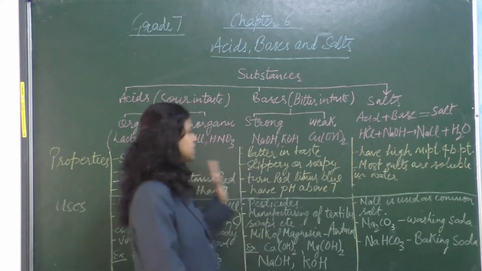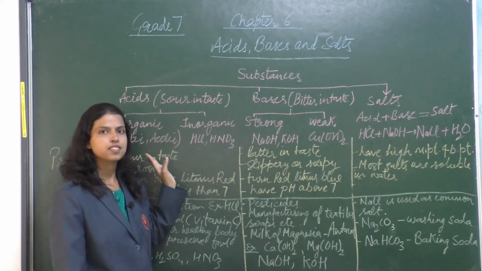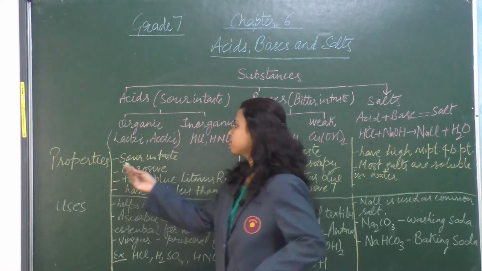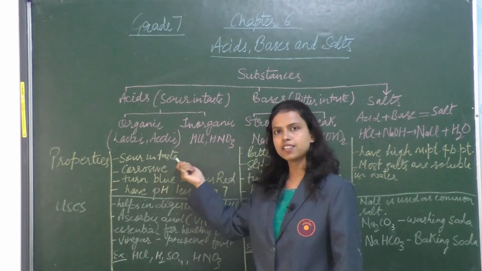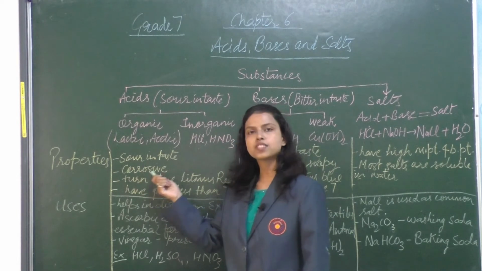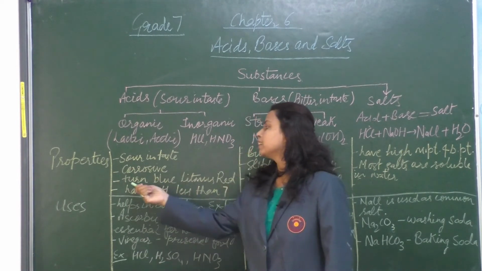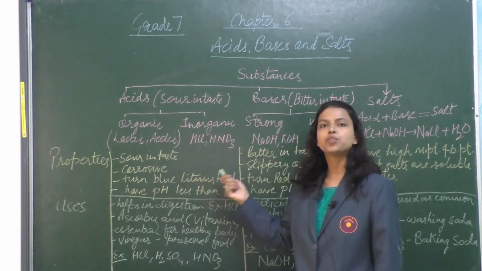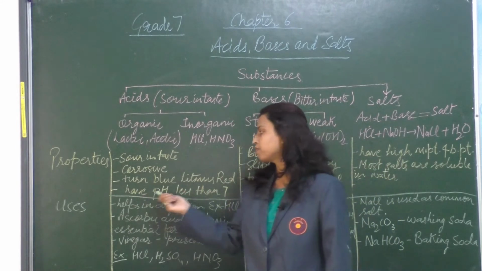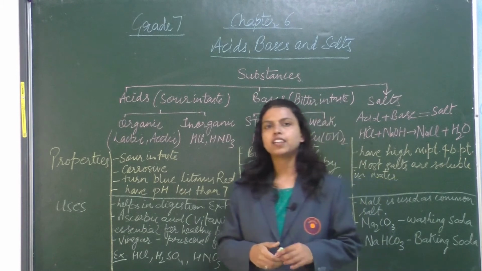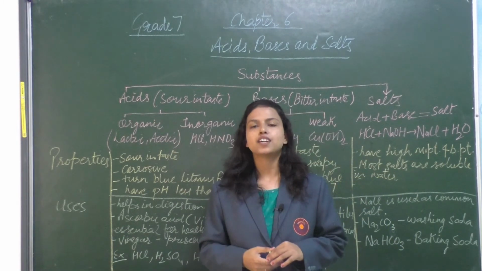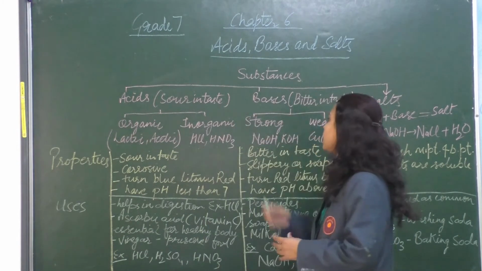Now let's discuss the properties of acids. As I told you, acids are sour in taste. They are corrosive in nature. They turn blue litmus into red. They have pH less than 7. There is one more property, that most of the acids are soluble in water.